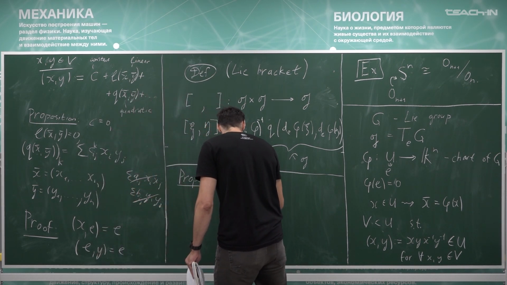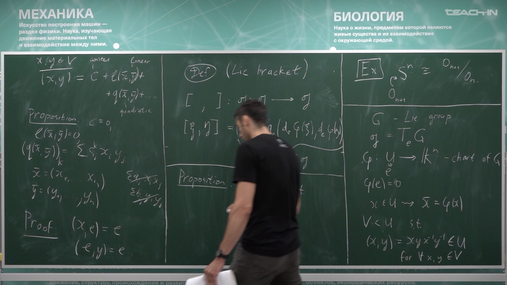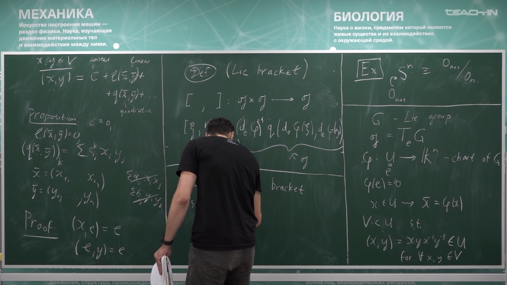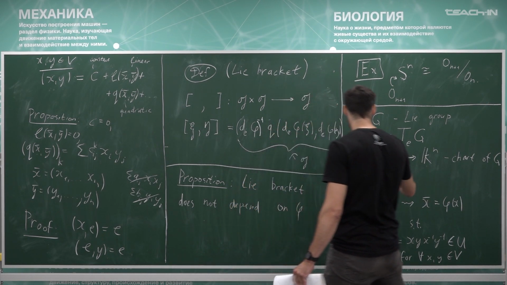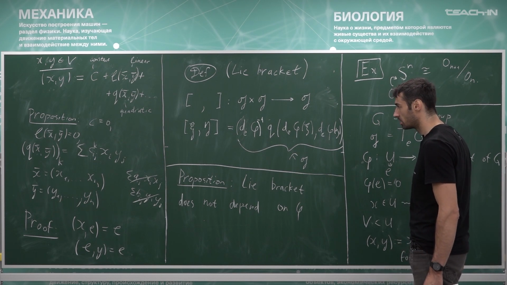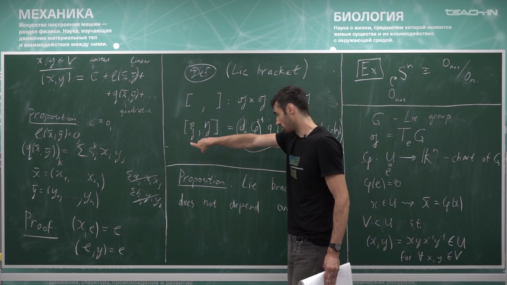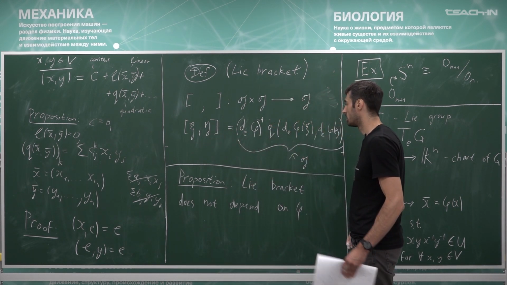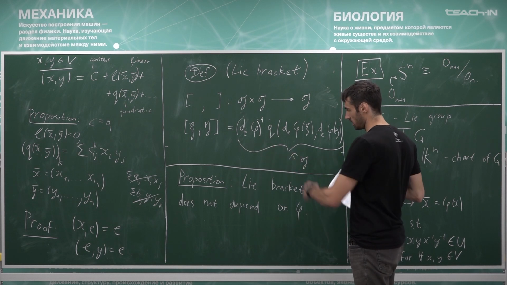So the Lie bracket does not depend on phi. You can choose any other chart with such properties, and the result will be the same. If you fix xi and eta and define the bracket with a different chart, the resulting vector that you have here will be the same.